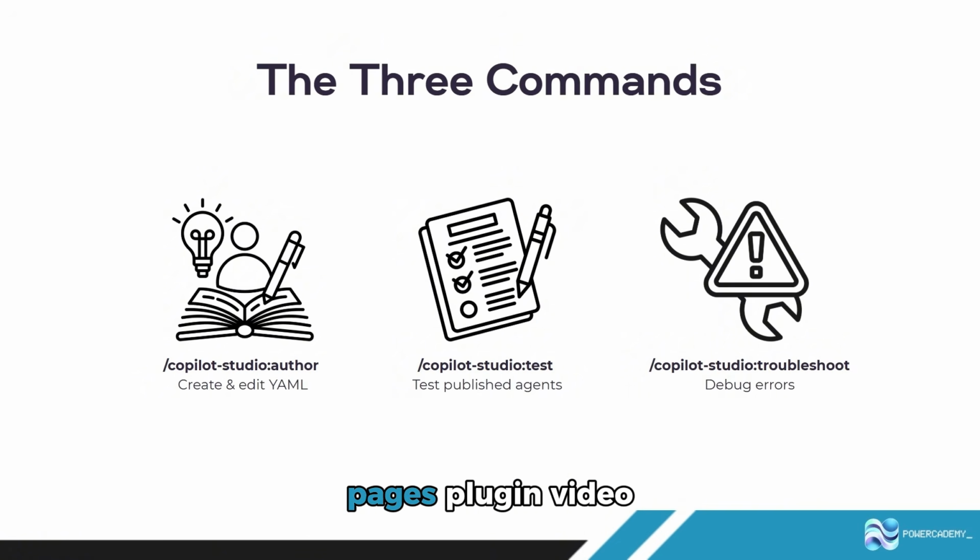So if you caught my Power Pages plugin video last week, this is similar to this. We've got 3 different commands. We've got author, which effectively allows us to describe what we want in natural language, and it will generate the full YAML. That's topics, actions, knowledge sources, triggers, variables, everything. This is actually what it's going to be using to do the stuff.